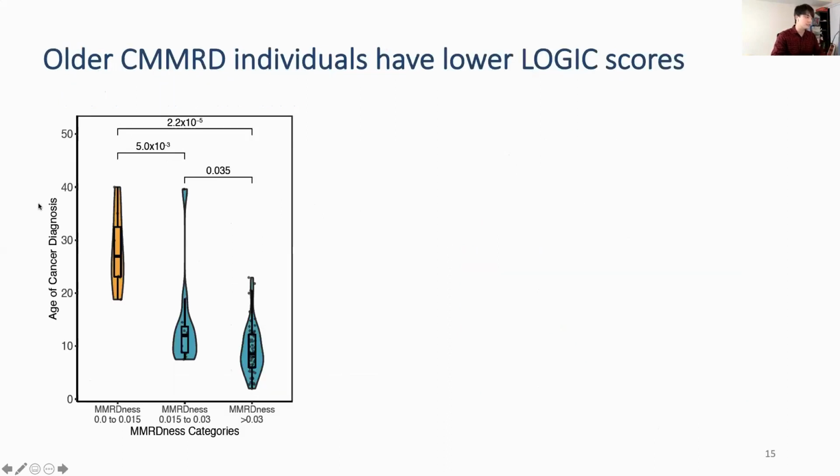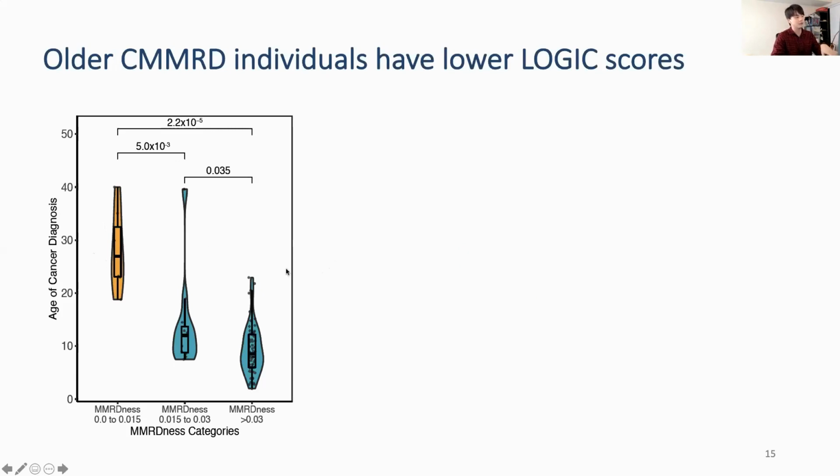So on the y-axis here, we have, in the consortium data that we have, the age of cancer diagnosis. And on the x-axis, we have low MMRDness score to increasingly high MMRDness score, where high MMRDness scores actually correlate with younger age or earlier onset of cancer. And on the flip side, patients with low MMRDness scores showed older age of cancer diagnosis.